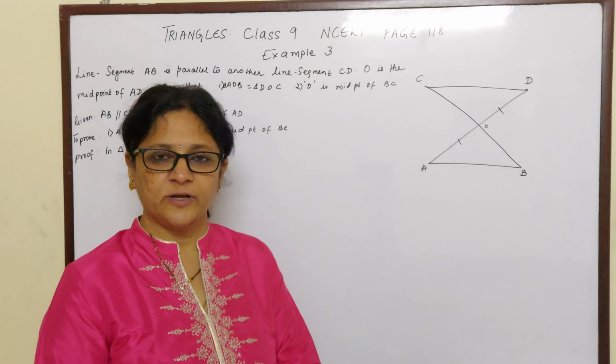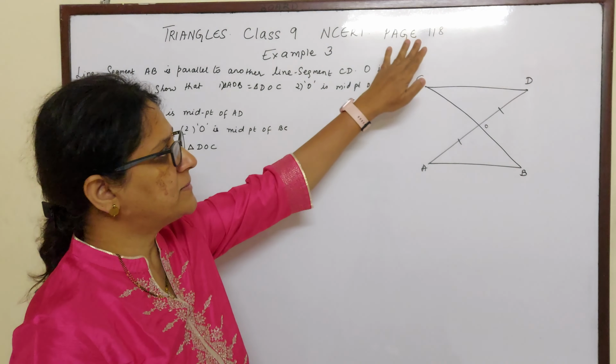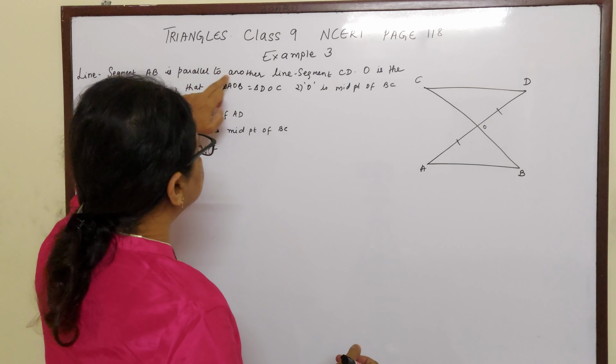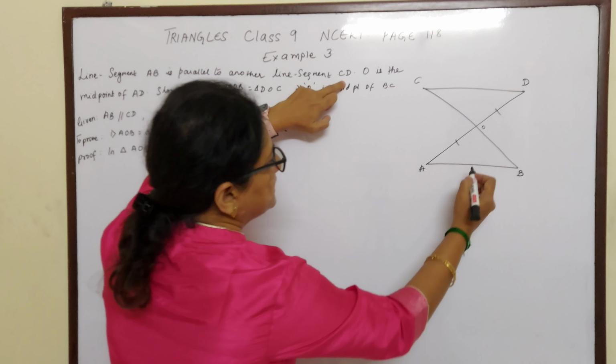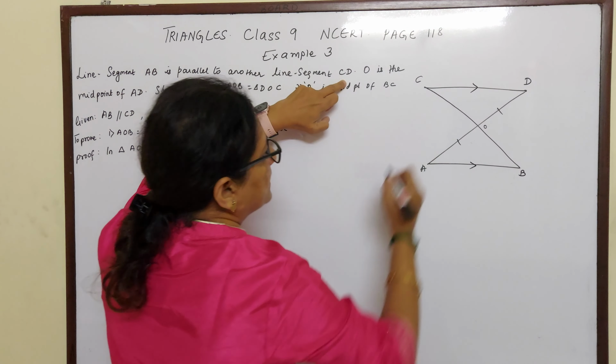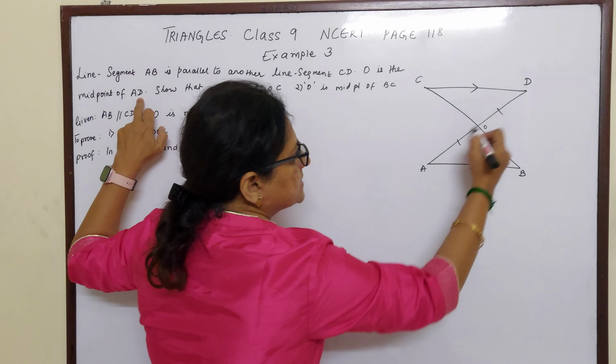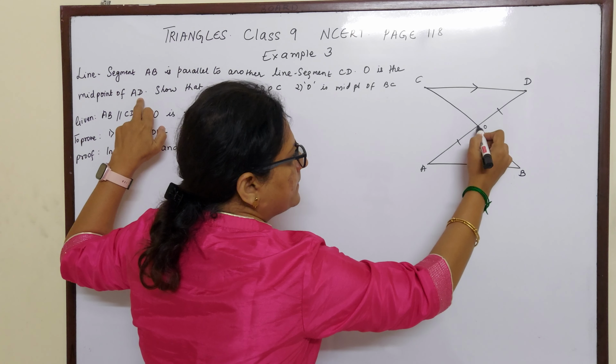Yes children, now moving on to example 3, page number 180. This is the diagram. Line segment AB is parallel to another line segment CD. That means this line is parallel to this. O is the midpoint of AD. See, now this is the AD line and O is the midpoint.